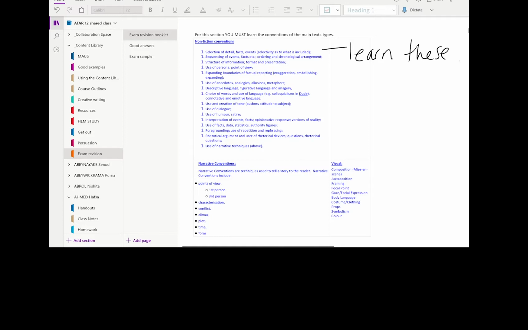People say in English you can't do well, like it's all subjective and you can't study for English. That is not true. You would never go into a WACE or a chemistry exam without memorising formula and figures and how to read them. Do not go into an English exam without knowing how non-fiction, how narrative and how images work and construct meaning.